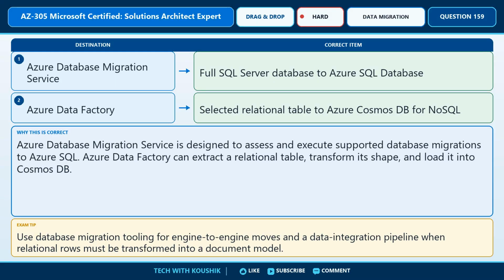The first mapping connects full SQL Server database to Azure SQL Database to Azure Database Migration Service. The second mapping connects selected relational table to Azure Cosmos DB for NoSQL to Azure Data Factory. Here is the technical justification. Azure Database Migration Service is designed to assess and execute supported database migrations to Azure SQL. Azure Data Factory can extract a relational table, transform its shape, and load it into Cosmos DB. The key takeaway is use database migration tooling for engine-to-engine moves and a data integration pipeline when relational rows must be transformed into a document model.